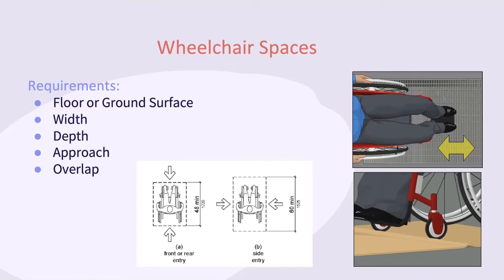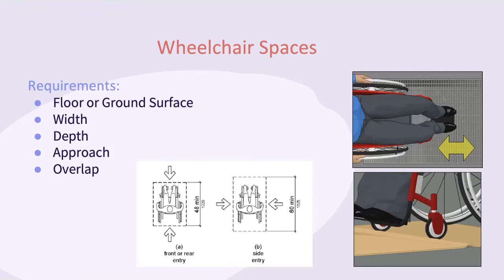Additionally, openings generally need to be less than half an inch in diameter, and slopes can be no steeper than a 2% incline or decline. Exceptions to these requirements for floor and ground space exist in places such as animal containment areas or places of sport. And then width.